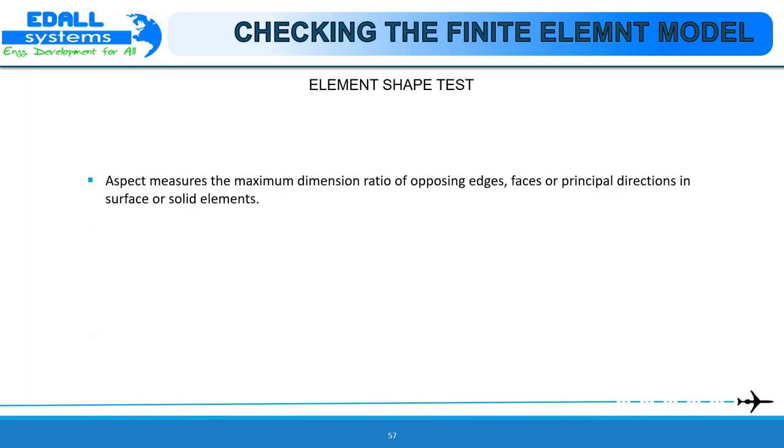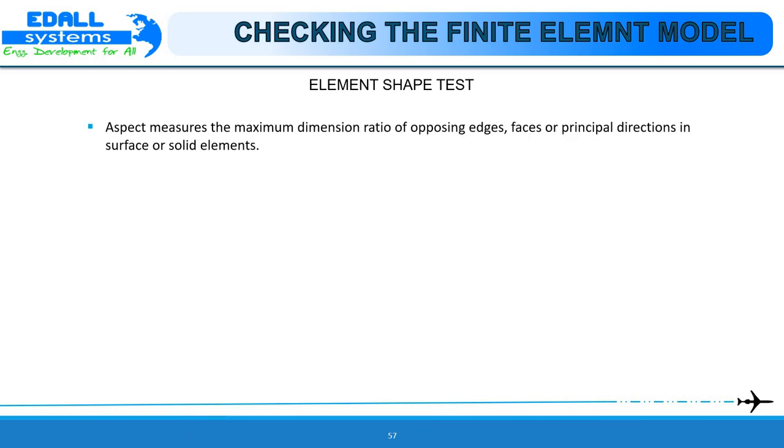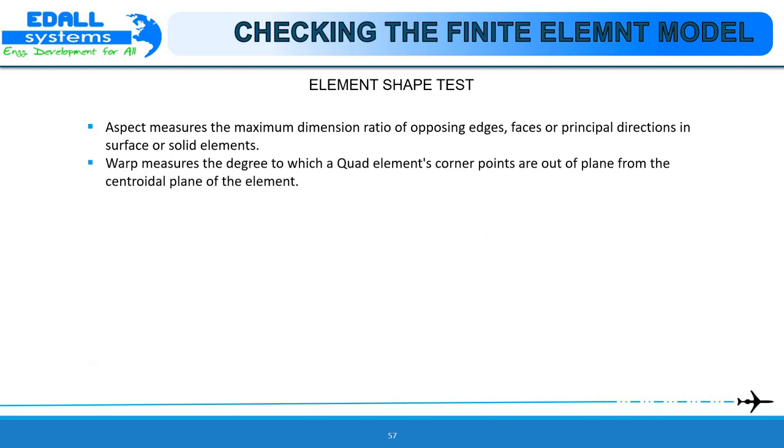Element shape test. Aspect measures the maximum dimension ratio of opposite edges, faces, or principal directions in surface or solid elements. For example, in a quad element, the aspect ratio represents the ratio of length to width. Normally, finite element analysis provides more accurate answers when the aspect ratio is closest to 1.